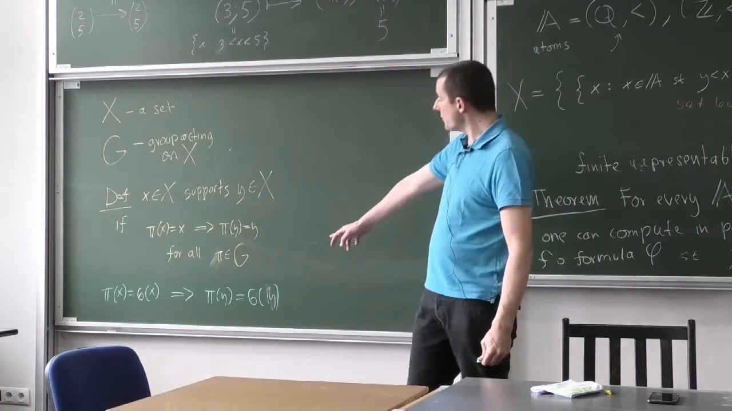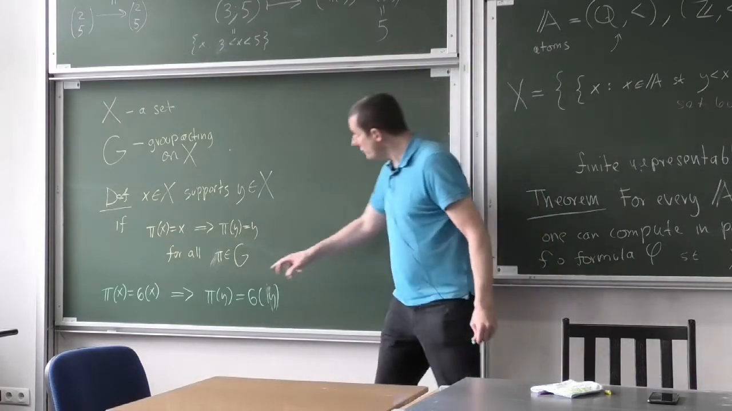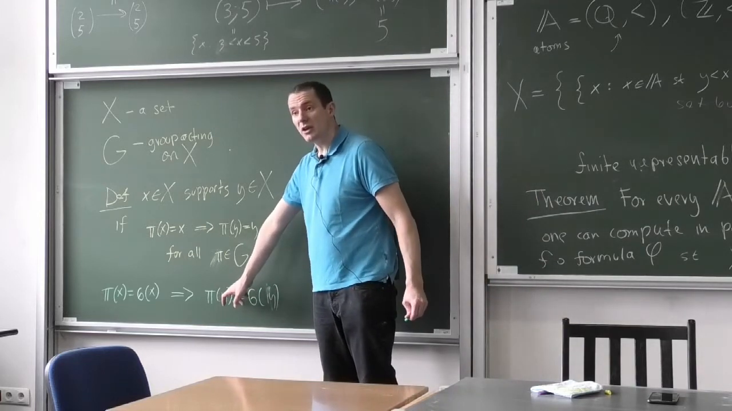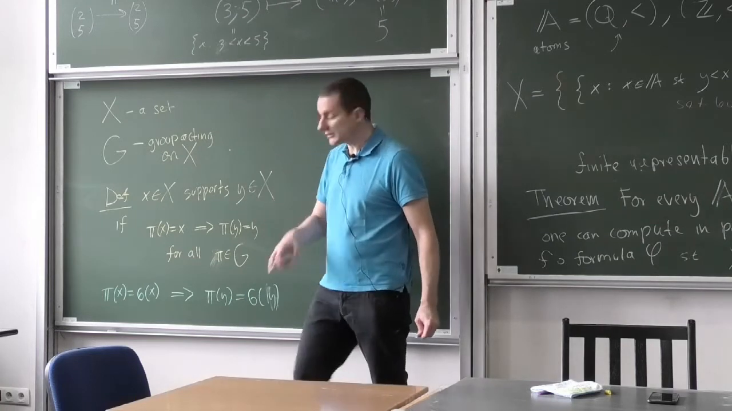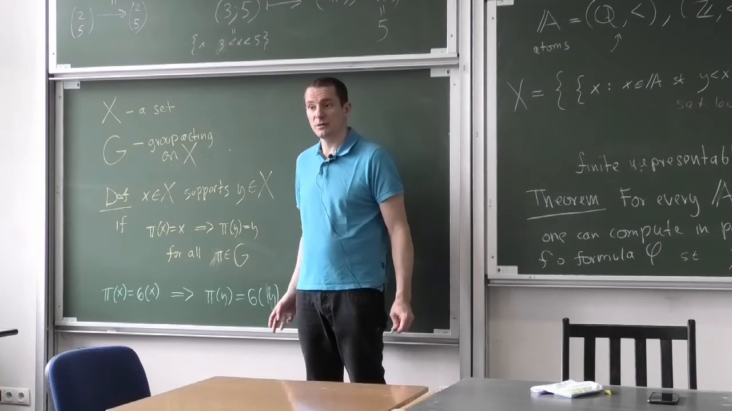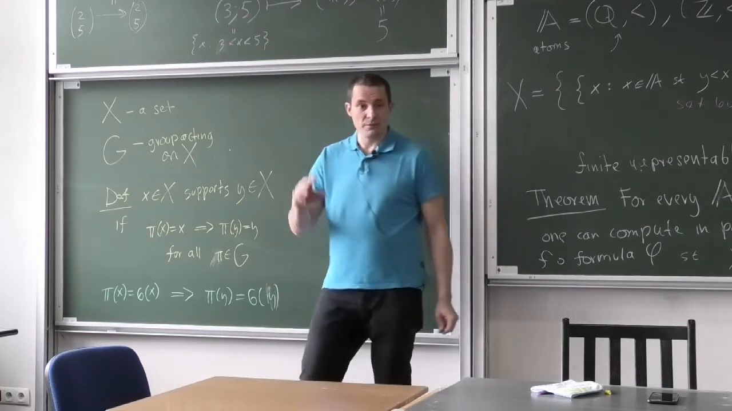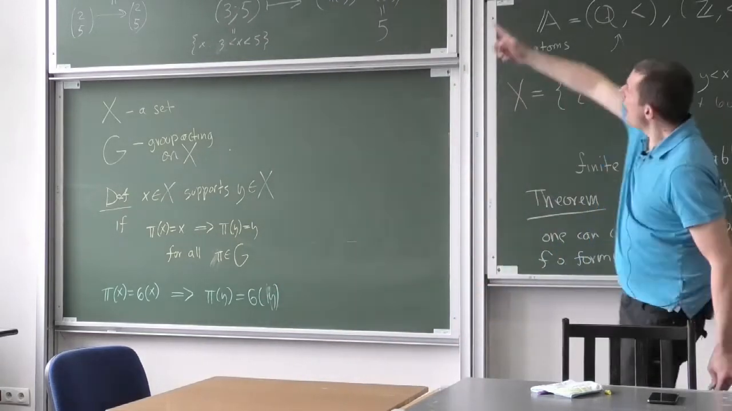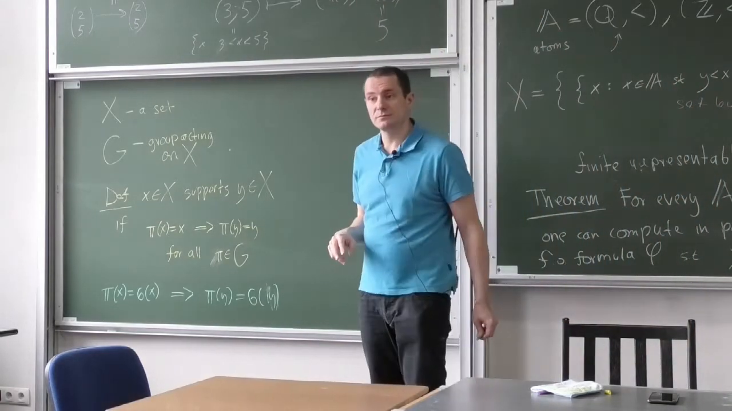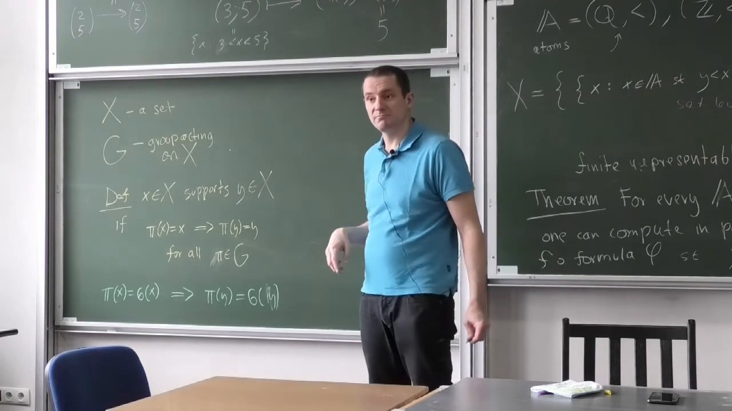So the lower thing sort of means, if you want to know the value of pi on Y, it's only important what pi does to X, and that uniquely tells you what pi does to Y as well. Okay? So that's what support means. And what we have on the upper board just says, well, what is the set X?